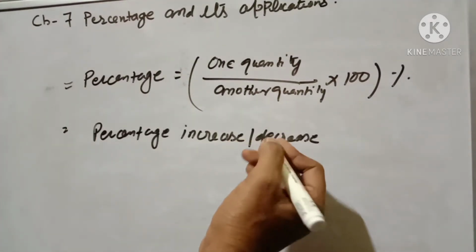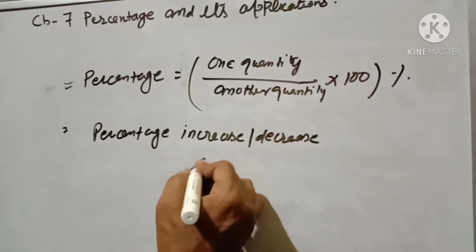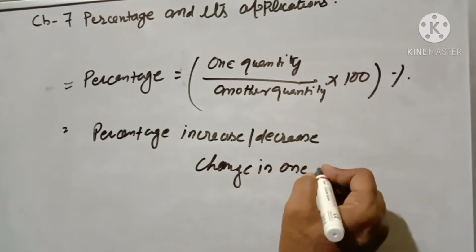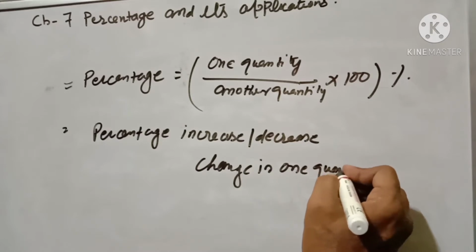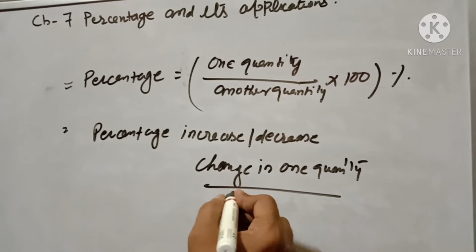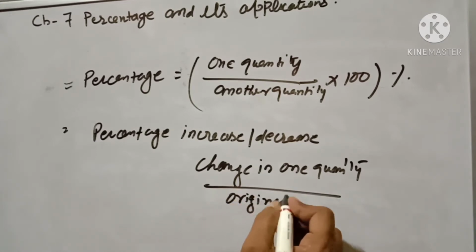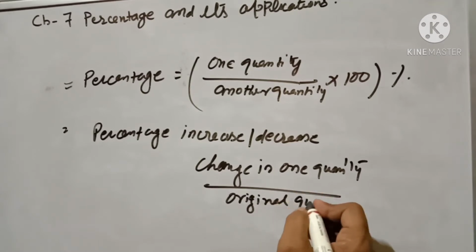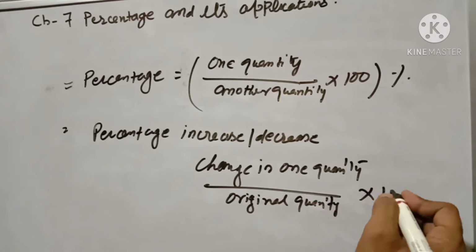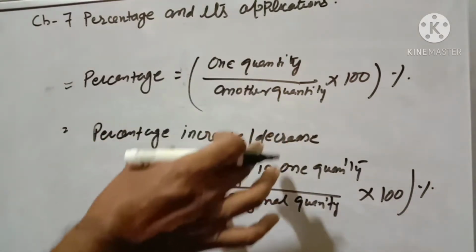For percentage increase or decrease, we take the change in quantity by the original quantity into 100 and put the percentage sign. These are the formulas.